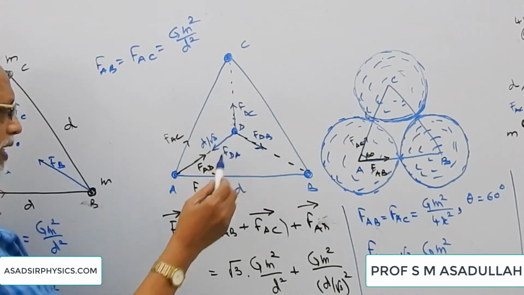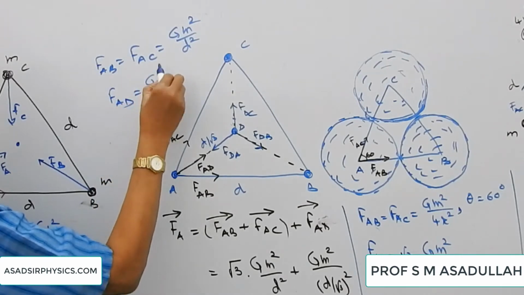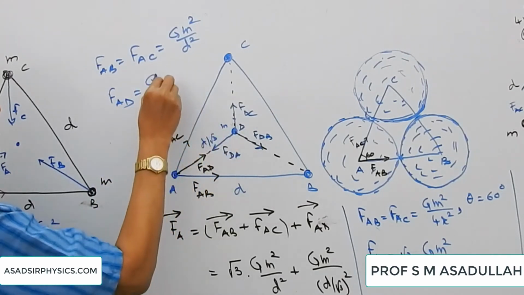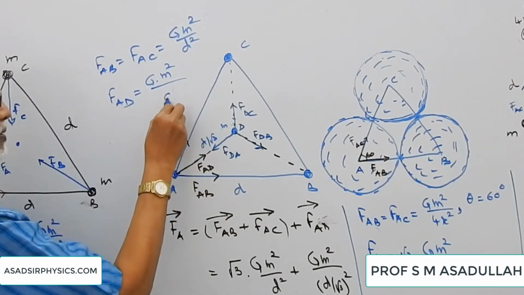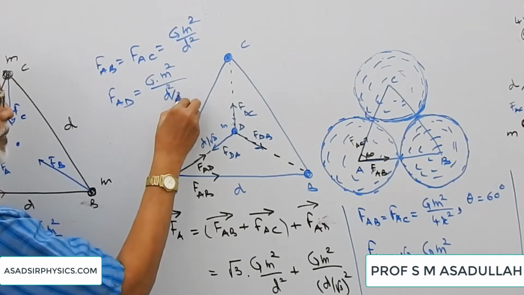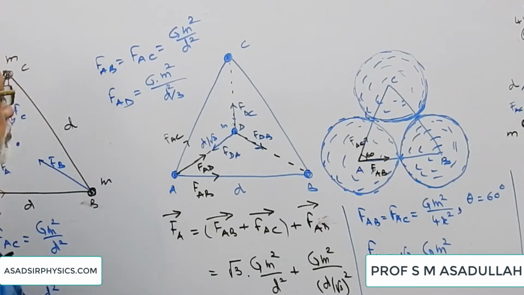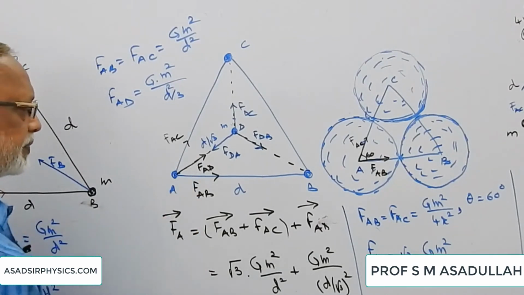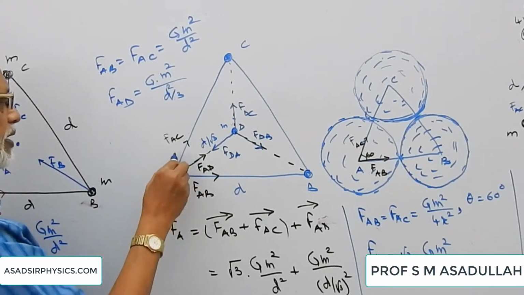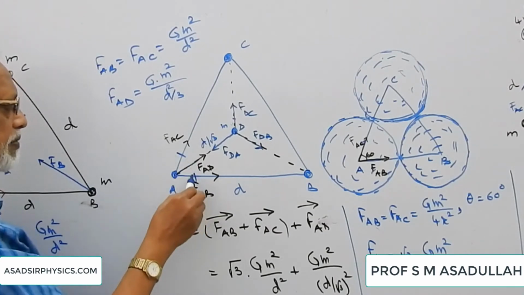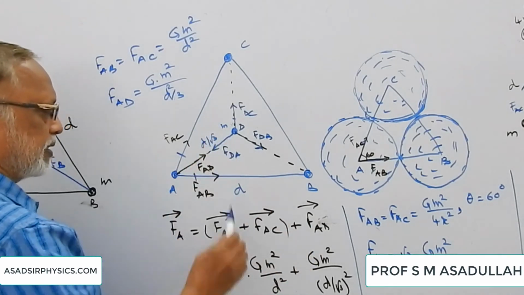Now let us take FAD. FAD is equal to G m into m square by this distance, which is d by root 3. So that is d square by 3. This 3 will go to the numerator. Now we want to add them. We can't simply add them because they are in different directions. Now here we can add FAB and FAC, they are equal and make an angle 60 degrees. And FAD is along the resultant.